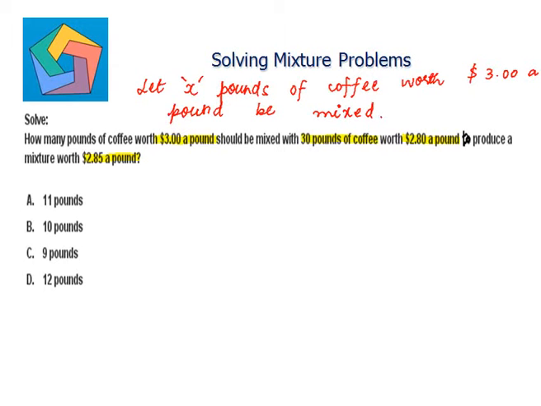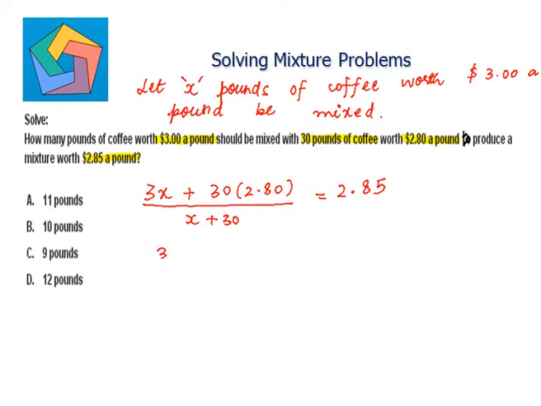So now X pounds of coffee worth $3 a pound means 3 times X should be the quantity plus 30 pounds of coffee worth $2.80 a pound. So 30 times 2.80, divided by my total mixture, which becomes X pounds plus 30 pounds. So X plus 30, and this should be equal to $2.85 a pound. So I need to solve this equation in order to get our answer.